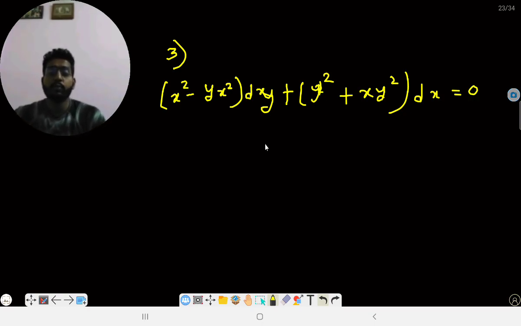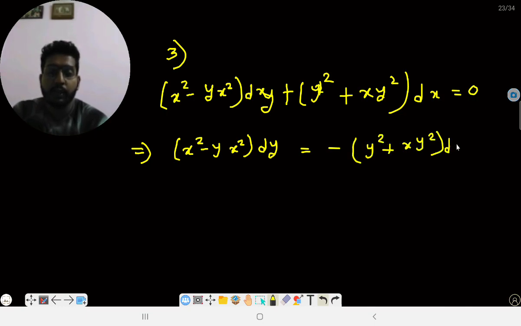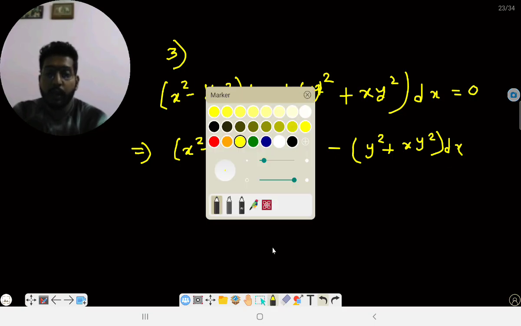Now how to solve this one? To solve this one, first write it properly and find dy/dx. So x square minus y x square dy, and here it is minus y square plus x y square dx. Just write like this. Now look at it properly.